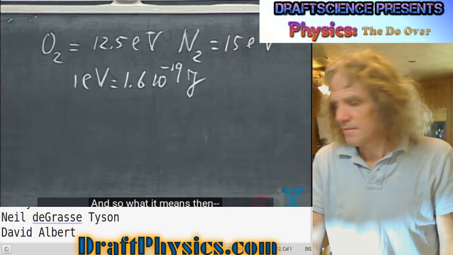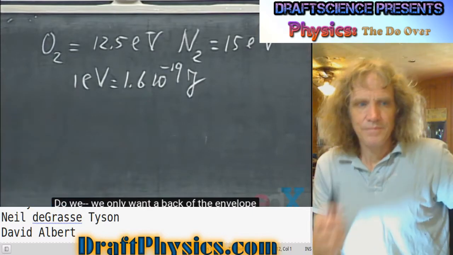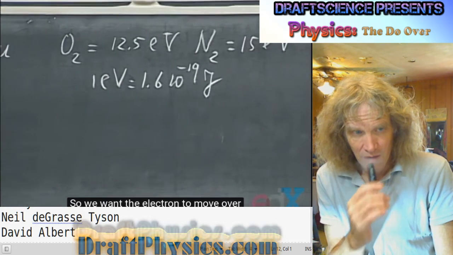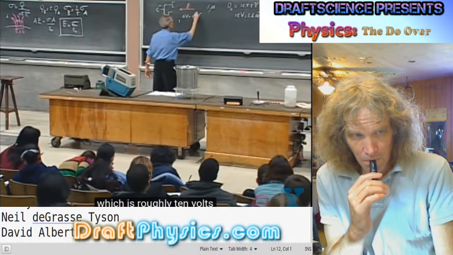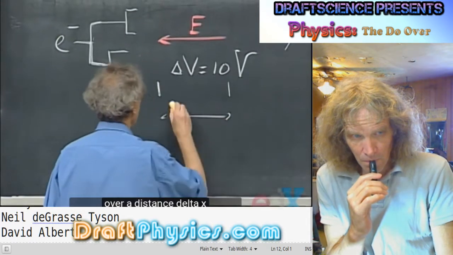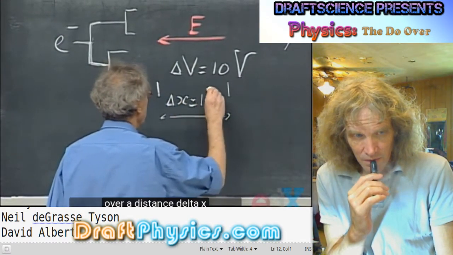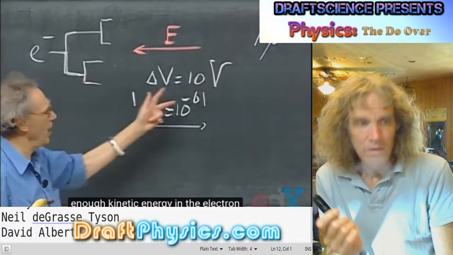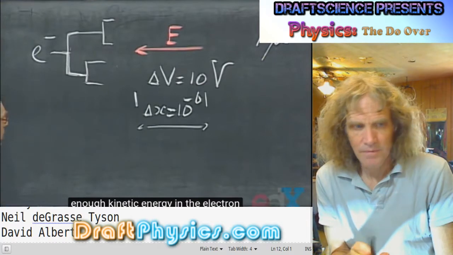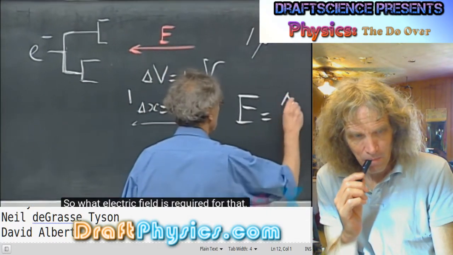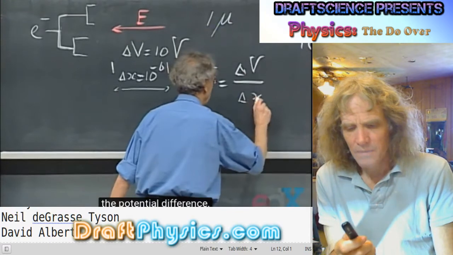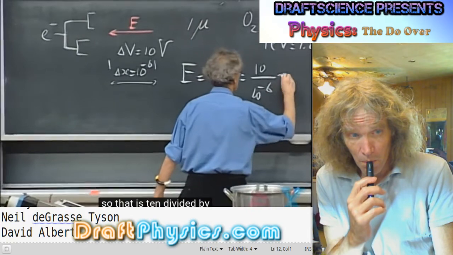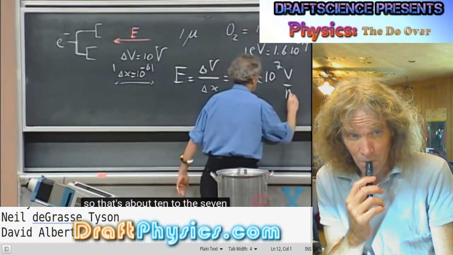What it means then, let's assume that this number is 10 electron volts. We only want a back of the envelope calculation. So we want the electron to move over a potential difference delta V, which is roughly 10 volts, and we want it to do that over a distance delta X, which is 10 to the minus 6 meters. That's your 1 micron. And if that happens, you'll get enough kinetic energy in the electron to cause an ion. So what electric field is required for that? That is delta V, the potential difference, divided by the delta X. So that is 10 divided by 10 to the minus 6. So that's about 10 to the 7 volts per meter.